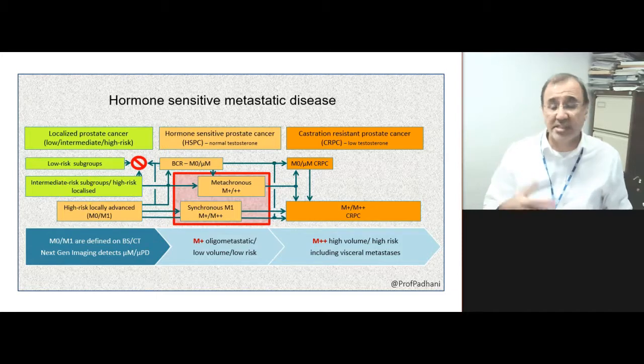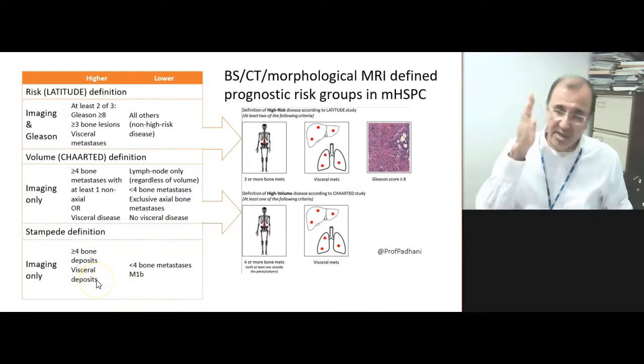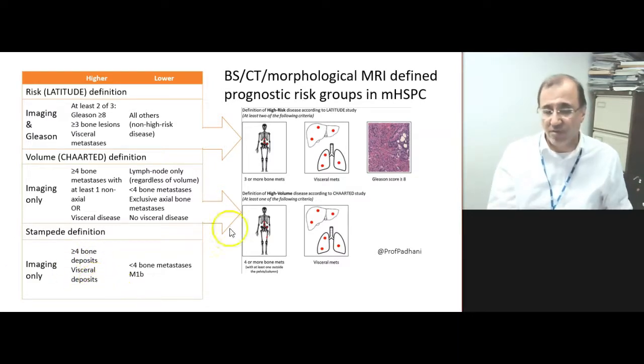Next, let's look at hormone sensitive metastatic disease, which can either be metachronous or synchronous. Currently we use CT scans, bone scans and morphological MRI to divide patients with hormone sensitive prostate cancer into lower and higher risk. So you can use the LATITUDE definition, the CHAARTED definition, or the STAMPEDE definition. The STAMPEDE definition is perhaps the most simple, relies on imaging alone, and you can see more than 4 bone mets or visceral deposits make somebody higher risk, and if you have less than 4 bone mets or node-only metastatic disease, then you are at lower risk.